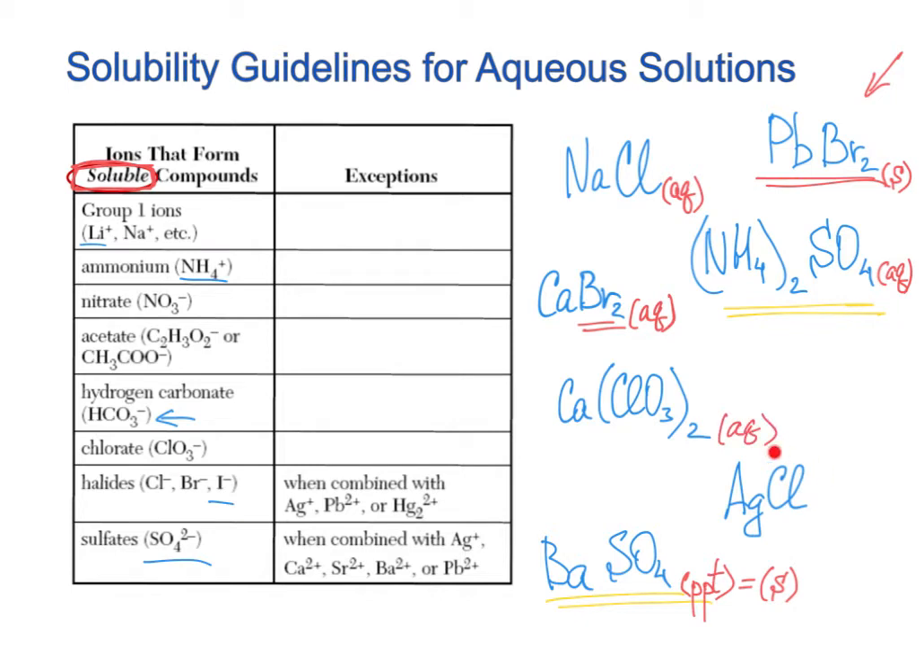Now let's consider silver chloride. Okay, normally chlorides form soluble compounds. The majority of chlorides are soluble. However, when they are seen with their exceptions, and one of them happens to be silver, they become insoluble. So our silver chloride happens to be a solid and would not form an aqueous solution. Those ions of silver and chloride will not dissociate in water.